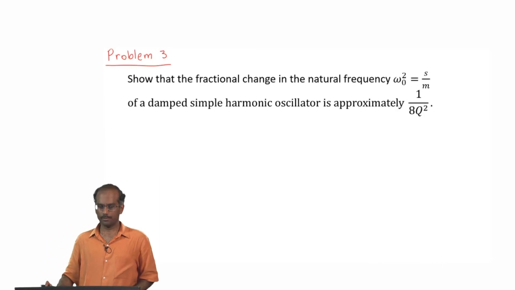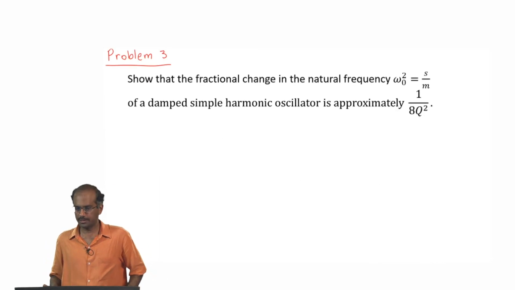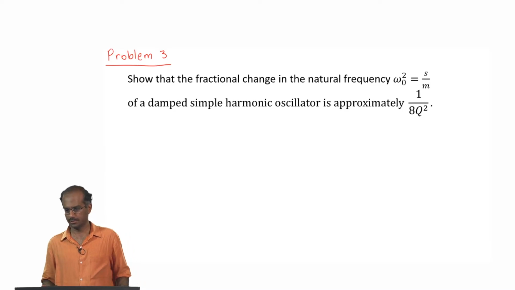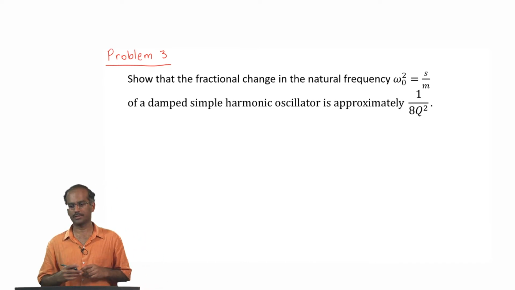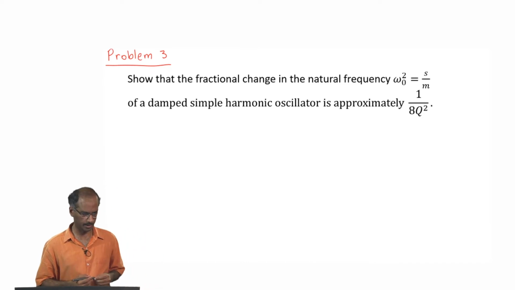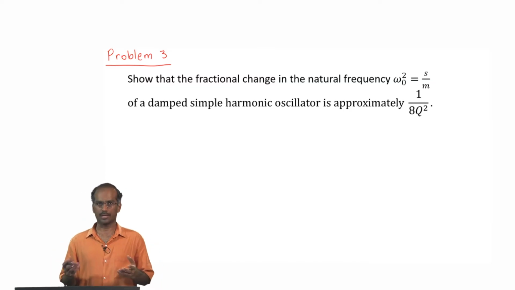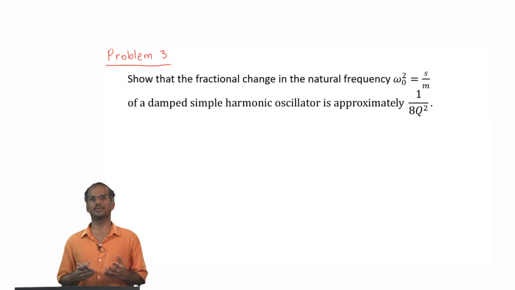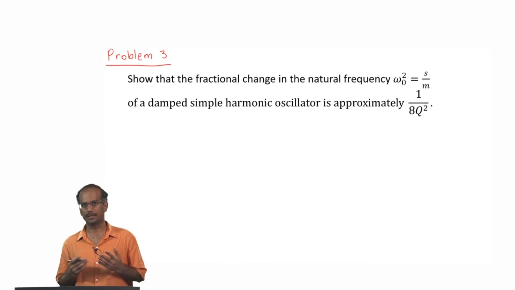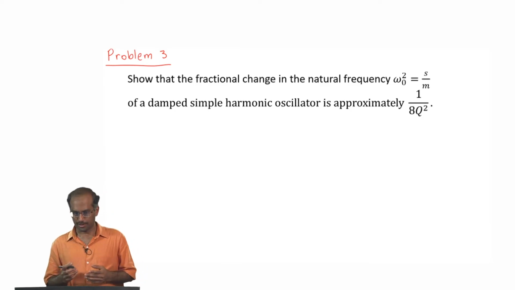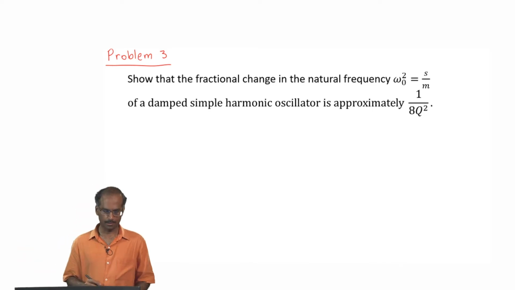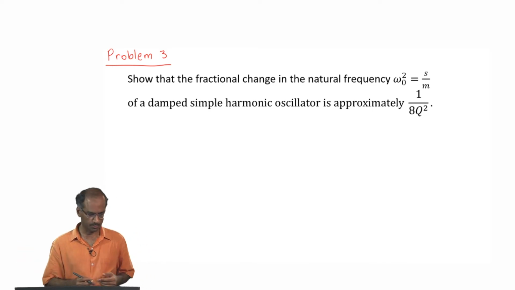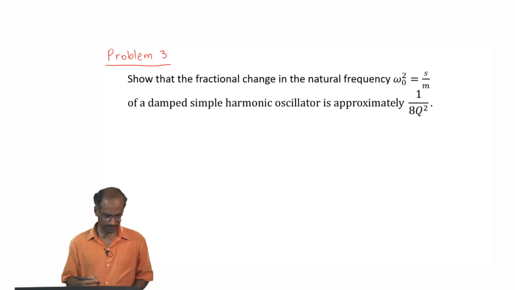So, in the third problem, the question is: show that the fractional change in natural frequency, which is stiffness constant divided by mass, for a damped simple harmonic oscillator is approximately equal to 1 by q square. The starting point to solve this problem is that we should be able to relate the frequency of the damped oscillator to the frequency of the undamped oscillator. So, from here we just need to do a few simple manipulations.